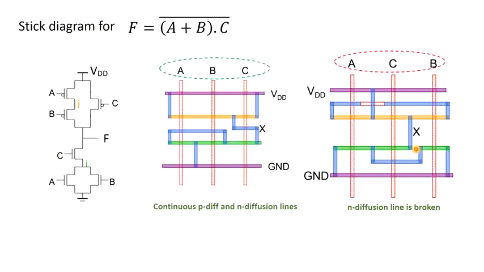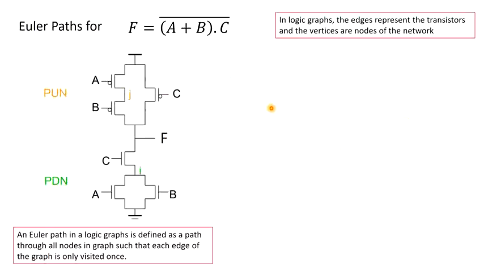So the question to be asked is, is there any technique which will tell us what the correct order of these gate inputs should be, whether it is ABC, BCA or ACB? Yes, there is a technique. The technique is called the Euler path technique. For the same circuit, let us see how the Euler path will help us determine the correct sequence of gate inputs.